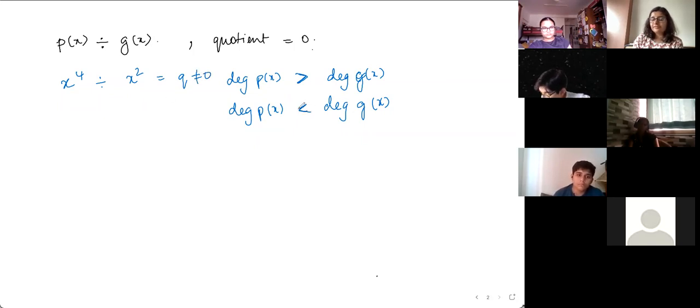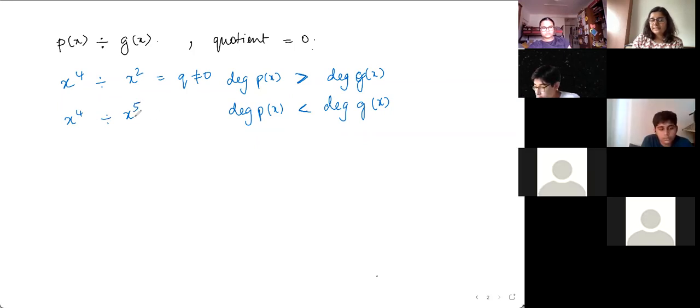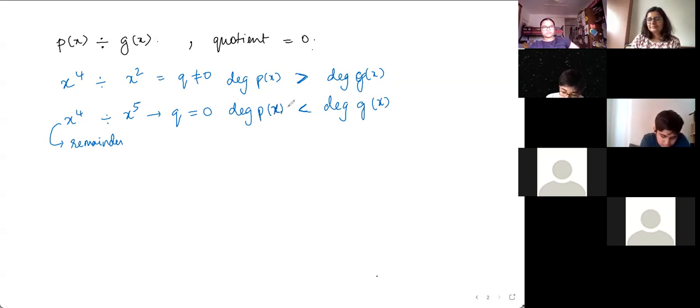But in this other case, if degree of p of x is less than degree of g of x, like what Srijak took, x power 4 divided by x power 5, can you do the division here? Like you just did a long division question. Can you proceed forward in a case like 4 divided by 5? So in this case, you end up getting quotient equal to 0, because you can't proceed further. Whatever this is, this will be equal to the remainder and the quotient is 0. Okay? So that's how you reduce and figure it out.